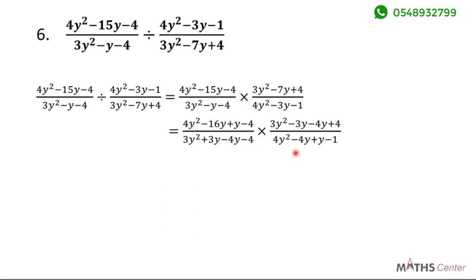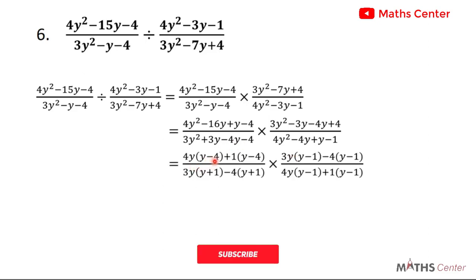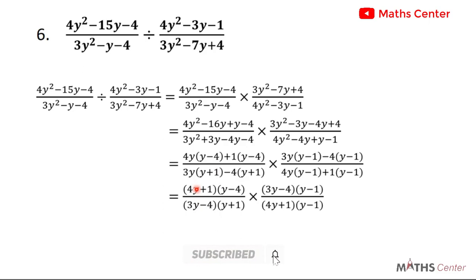We learned more about this in the video on quadratic trinomials. So if you are facing any difficulty, I would advise that you watch that video, then you continue on from there. So from here, when we factorize these out, we are going to have the numerator part as 4y plus 1 in one bracket, y minus 4 in another bracket, divided by 3y minus 4 in one bracket, y plus 1 in another bracket, times 3y minus 4 in one bracket here, y minus 1 in another bracket, 4y plus 1 in one bracket, y minus 1 in another bracket.